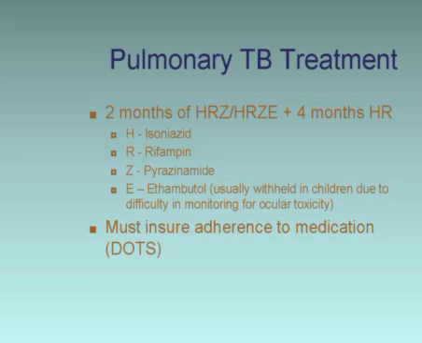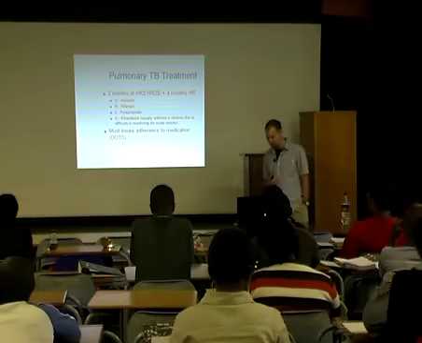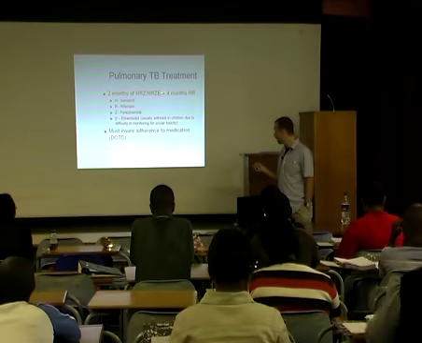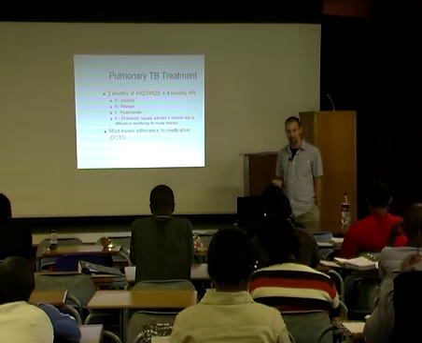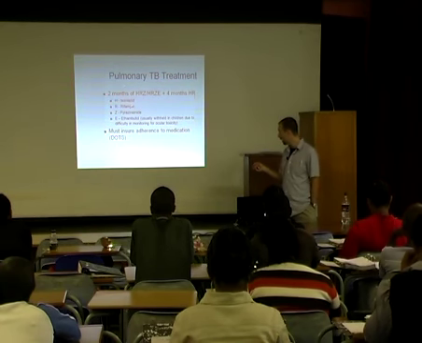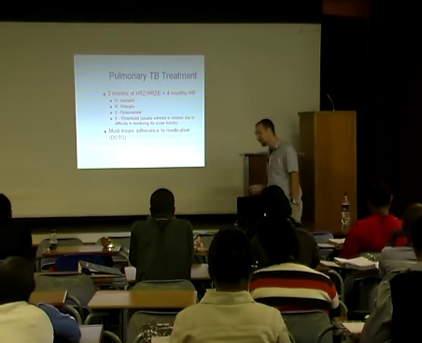So, the child has TB, we treat them. Right? 2 months of intensive phase. In adults, we use 4 drugs: isoniazid, rifampin, pyrazinamide, ethambutol. And then 4 months of continuation phase, usually isoniazid and rifampicin. In children, we don't use ethambutol. We use 3 drugs: isoniazid, rifampin, pyrazinamide.